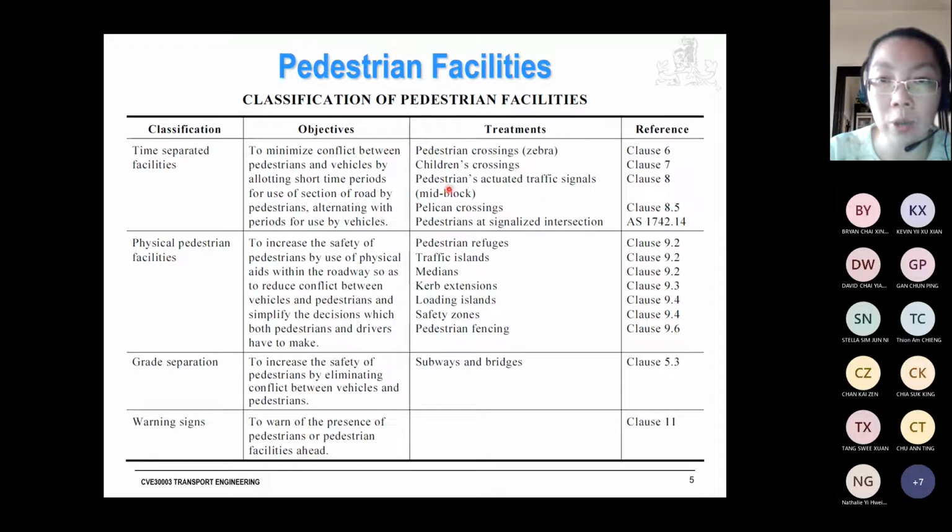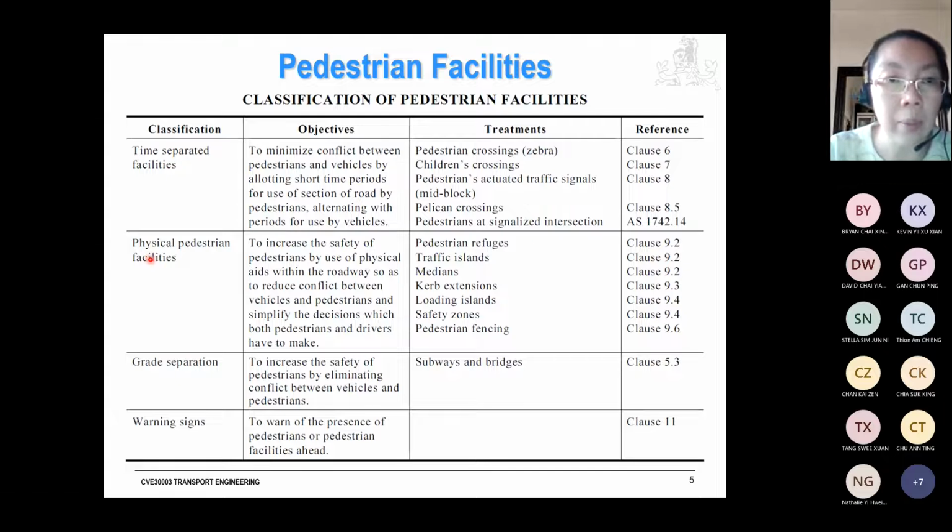Okay, pedestrian actuated traffic signals at mid-block. Mid-block meaning to say between two intersections. So if you have pedestrian actuated signals, they press the button on the traffic signals, then they get green time, and vehicles will get red time. Okay, so then you also alternate the time between the pedestrians and vehicles. And modifications from these traffic signals would be pelican crossings and pedestrian crossings at signalized intersections. Okay, so we'll see more of this treatment in the next few slides.